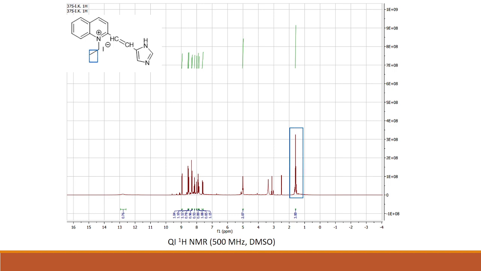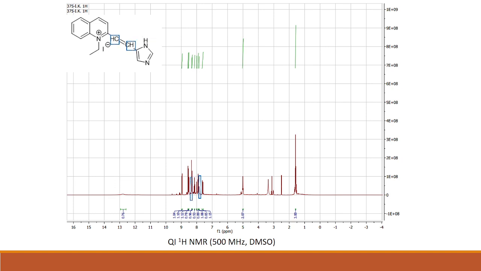In the HNMR spectrum, we can observe the following peaks: a triplet peak representing the CH3 group, and a quartet peak belonging to the methylene group, shown at 4.9. And then we have the hydrogen atom bound directly to the nitrogen, appearing as a singlet peak at 13 ppm.